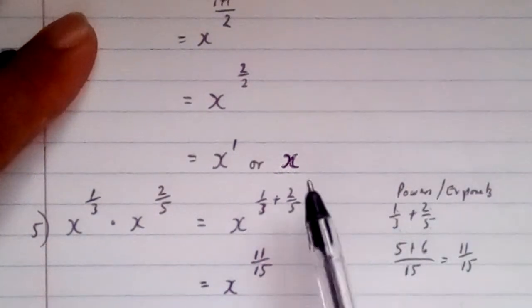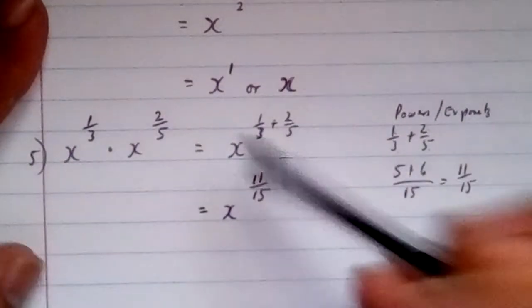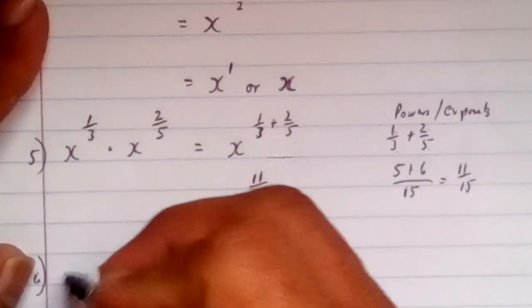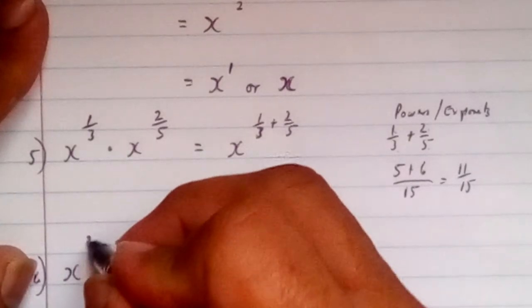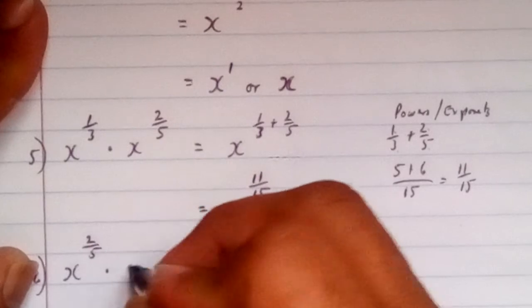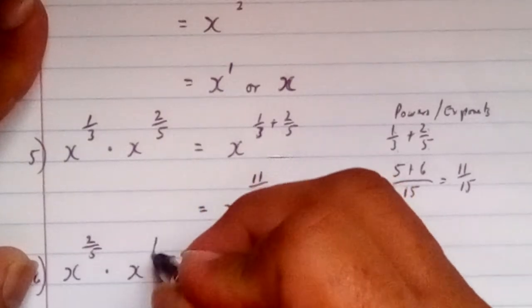All right, so let's go to the next one. Consider that you now have a base x to the 2/5 times x to the 1.5.